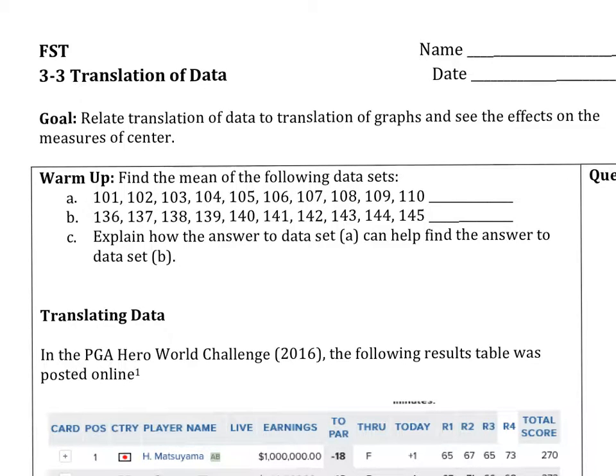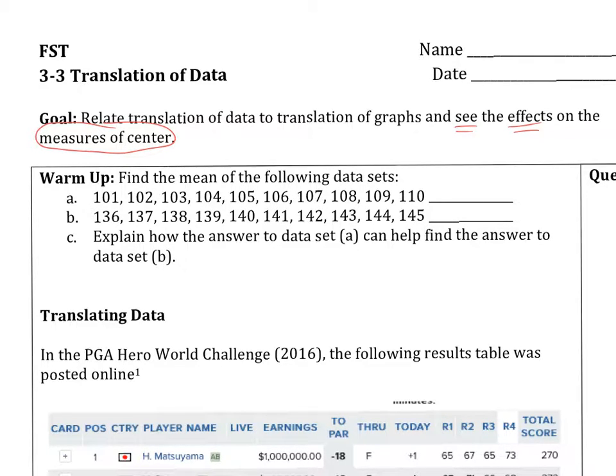By way of introduction, our goal, as we did the previous days, is to take the translation of data this time and see how it applies to what we talked about earlier, the translation of graphs. And here's the key: we want to see the effects on what are called the measures of center, things like mean, median, and mode.